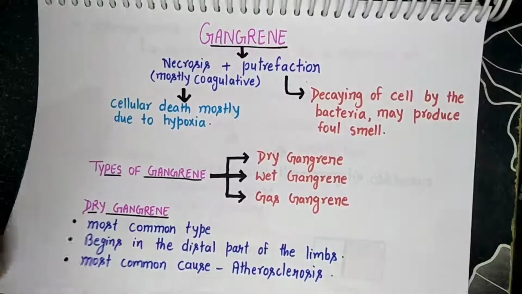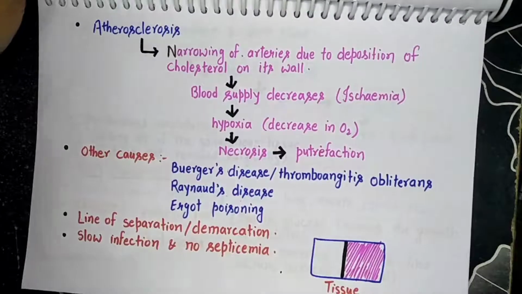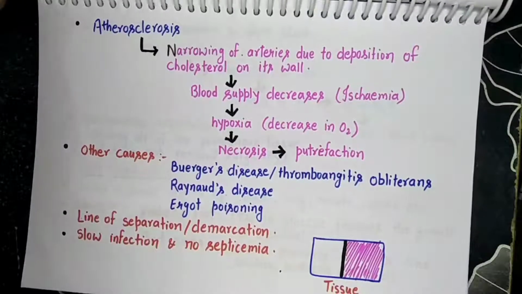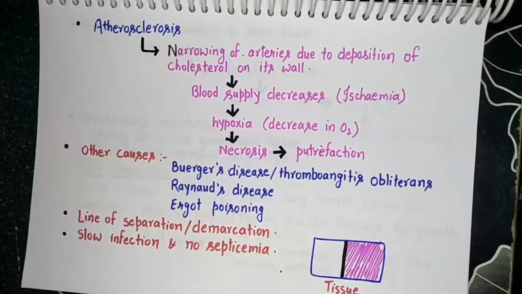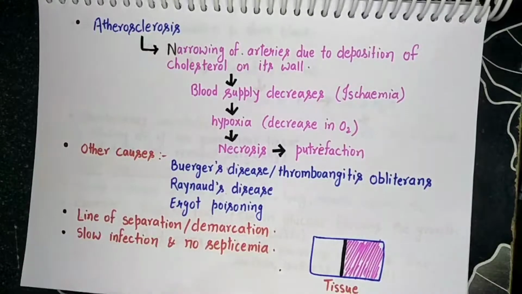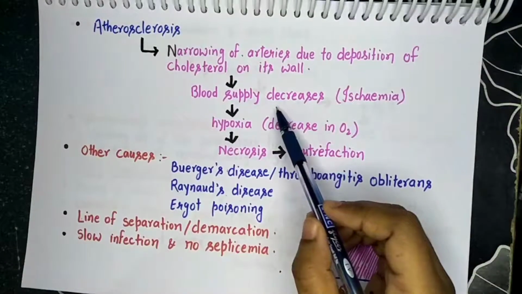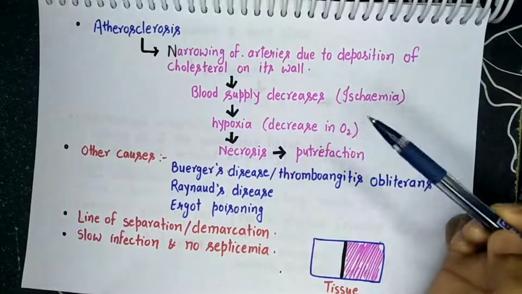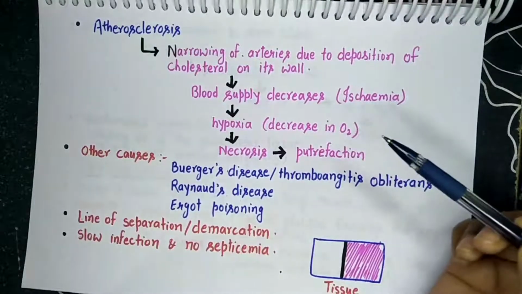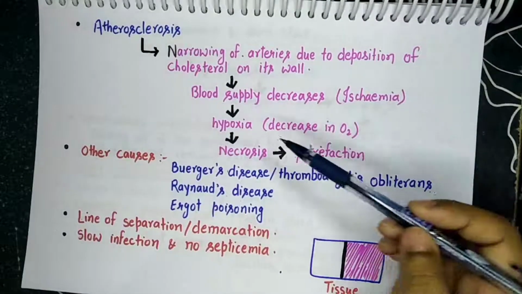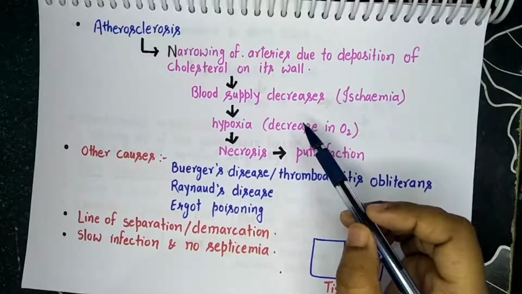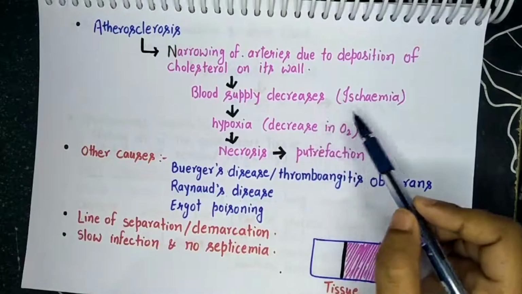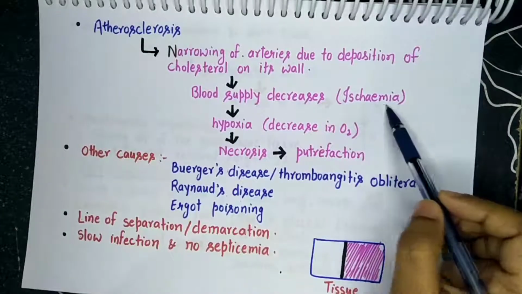So, what is atherosclerosis? Atherosclerosis means narrowing of the arteries due to deposition of cholesterol or lipids on the wall of arteries. And due to narrowing of the arteries, there will be a decrease in blood supply, meaning the space inside the artery decreases and thus the blood flow inside the arteries is restricted, due to which blood supply to the tissues will be decreased, and this is called ischemia.